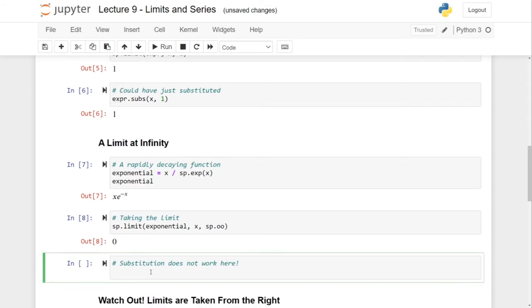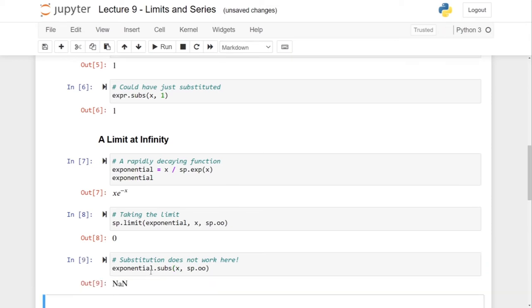In this case, substitution doesn't work, because you can't substitute in infinity. So if I take my expression, this is exponential. I use the subs function, like this. And I want to substitute in infinity. You can see here that this doesn't really work. I just get out not a number. So keep this in mind if you want to take the limit towards something where the function value isn't defined, like for instance infinity, then you need to use sp.limit.